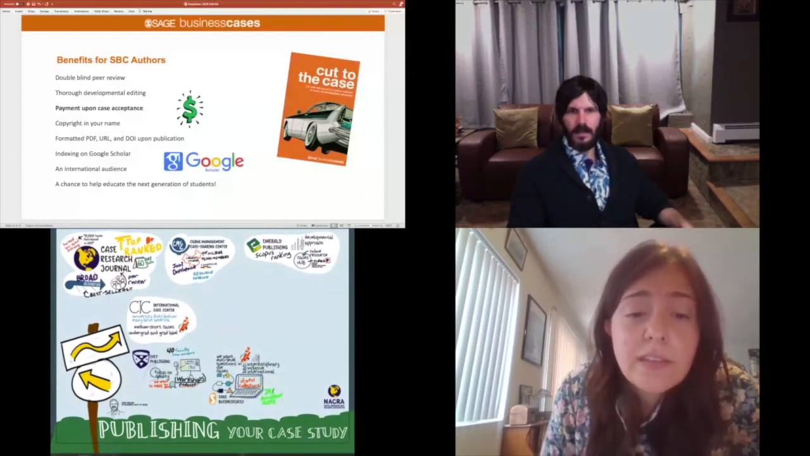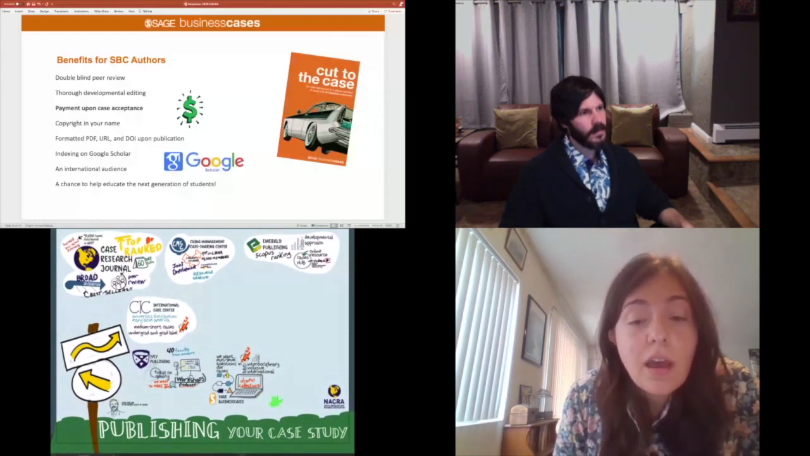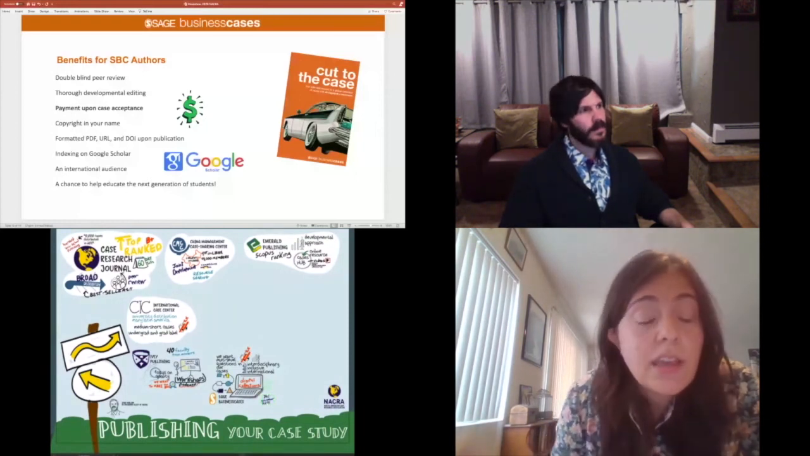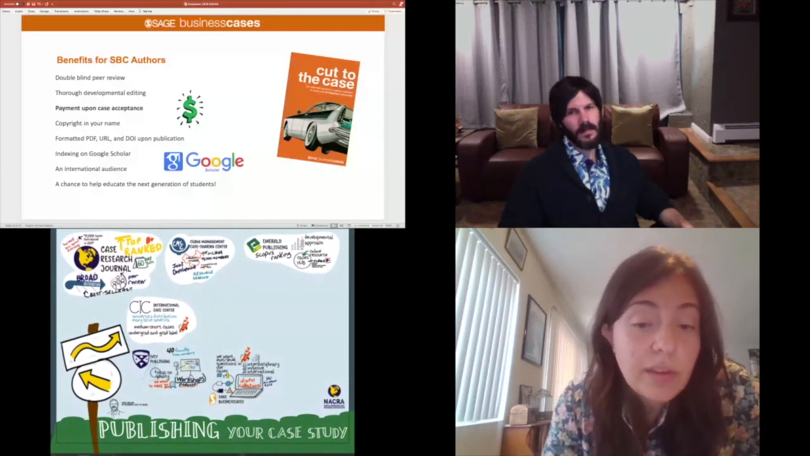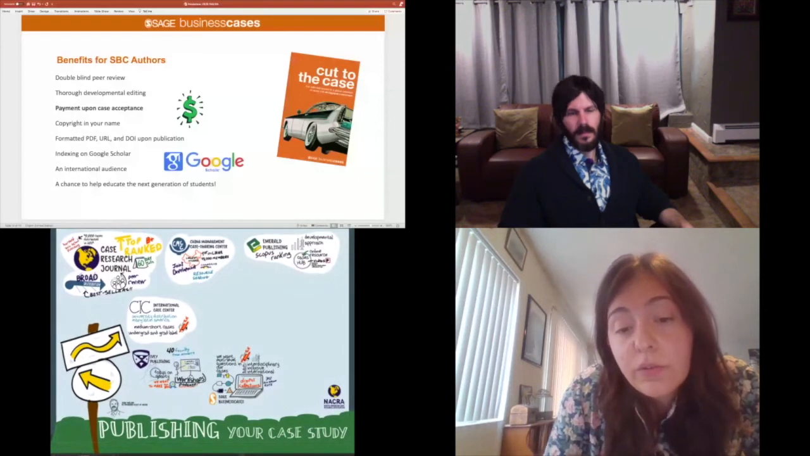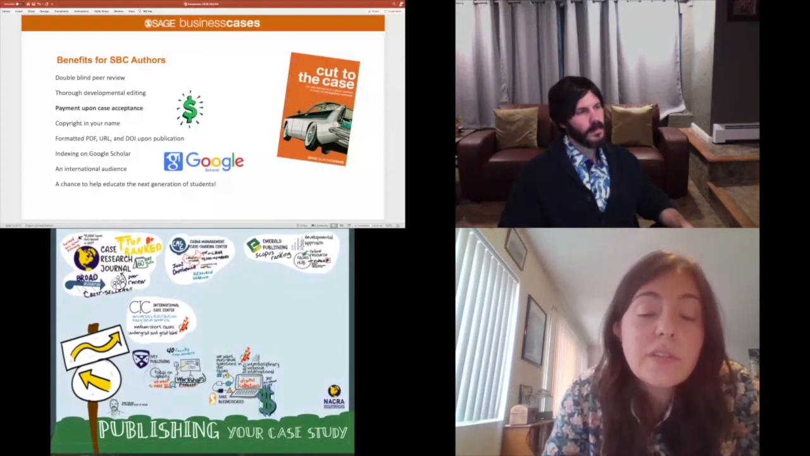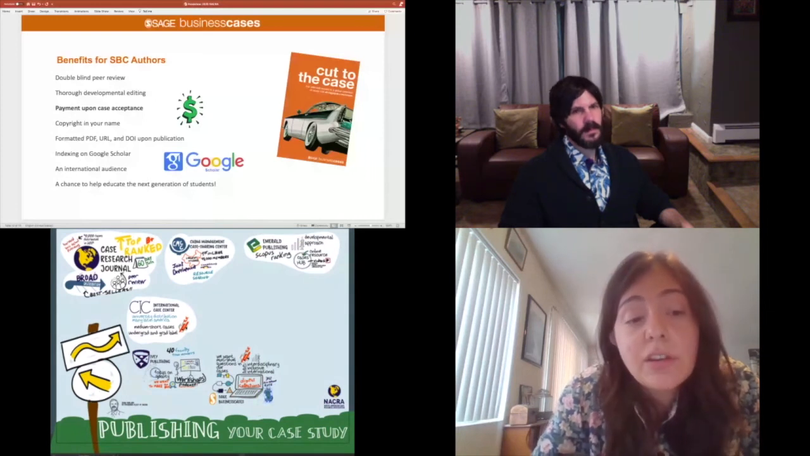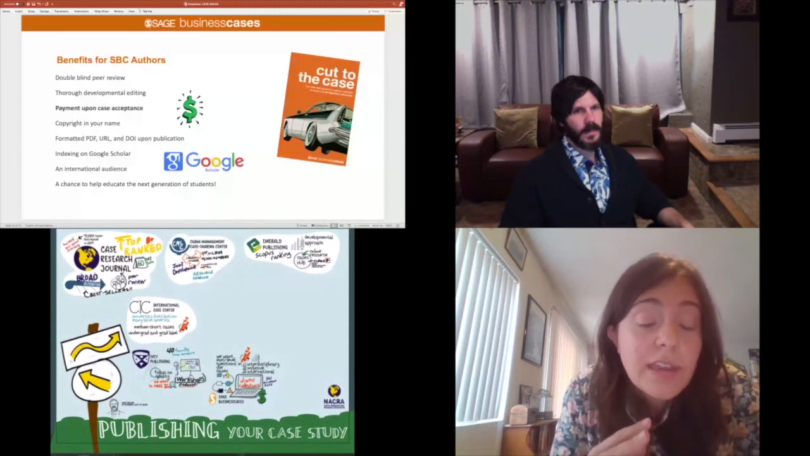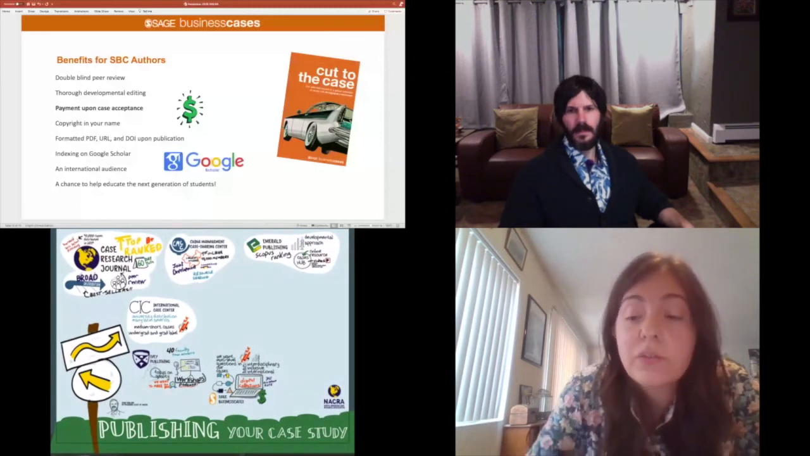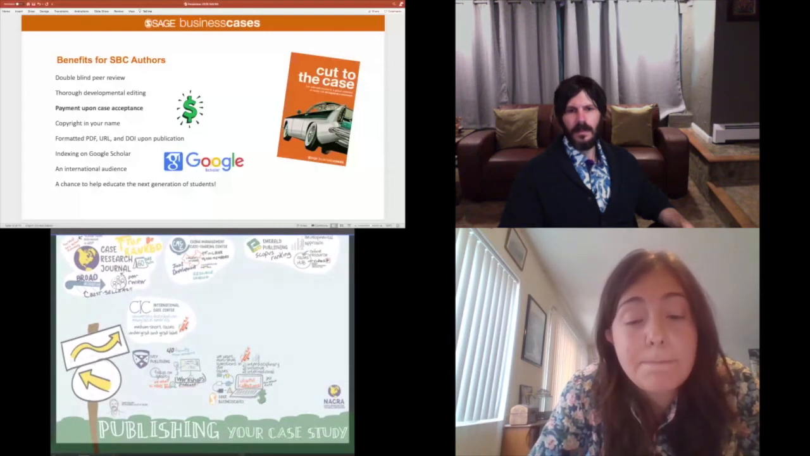Some other benefits are listed in the slide. We offer a $500 honorarium for each case upon acceptance, unique ISBN and DOI numbers for discoverability, and indexing via Google Scholar, which is important for us. We're not a traditional print journal, so this indexing helps generate usage reports and to measure impact and see where your cases are being used and how they're being used. That's something we can offer authors that we're really proud of.